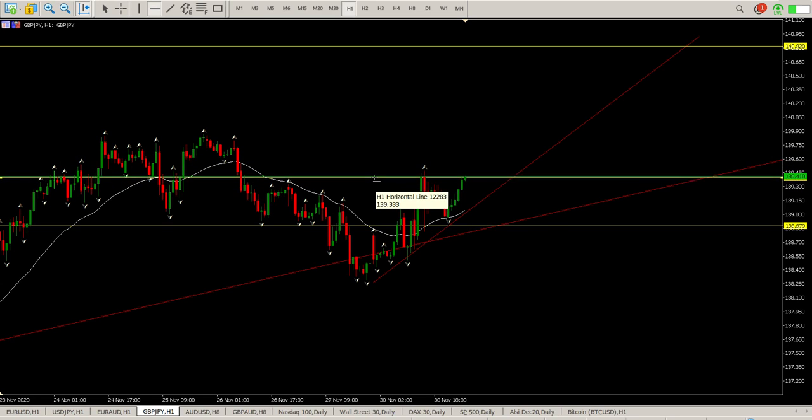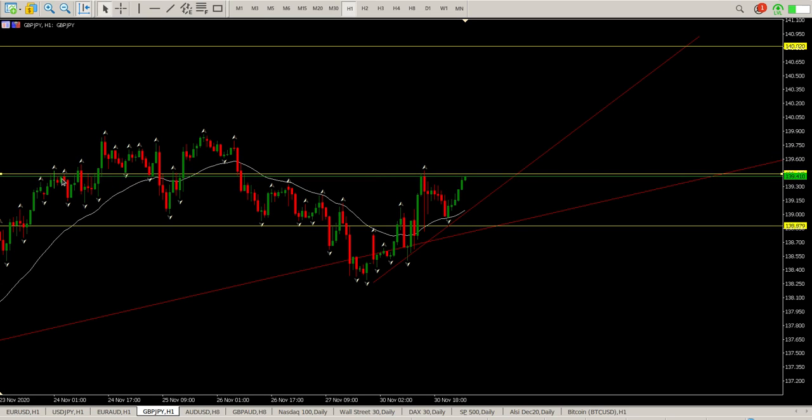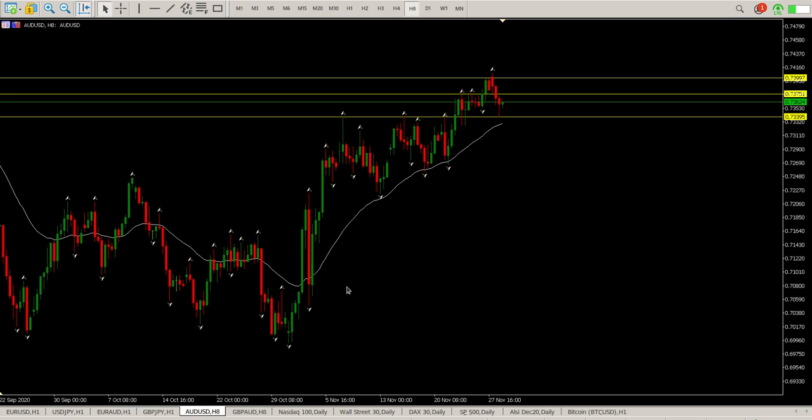Let's do something pretty much like that. You can see all the structure that's here at this area. So you're looking for a break and retest of 139.439. Stop below the swing low at the moment, and you want to leave that for 140. That's your target on that. So that's still very much in play. That's British pound, Japanese yen.